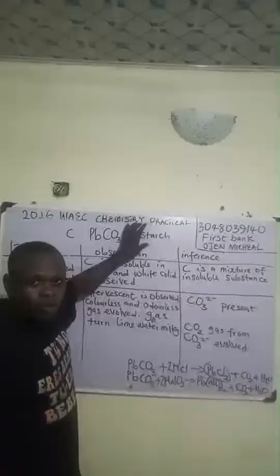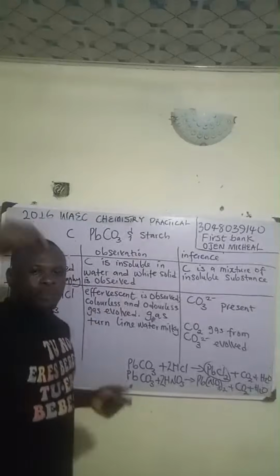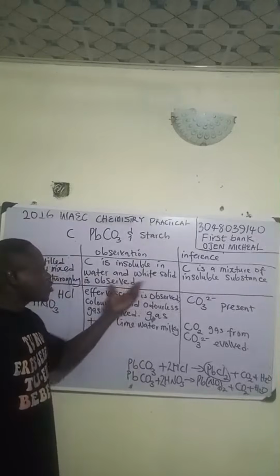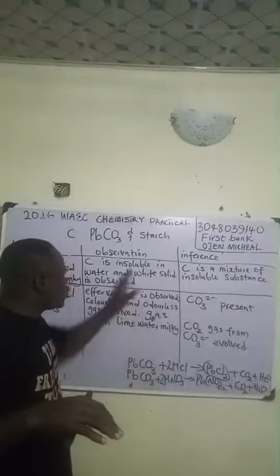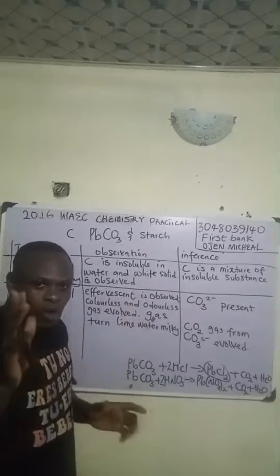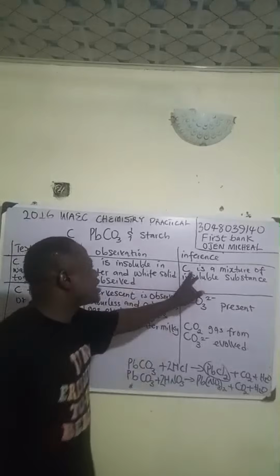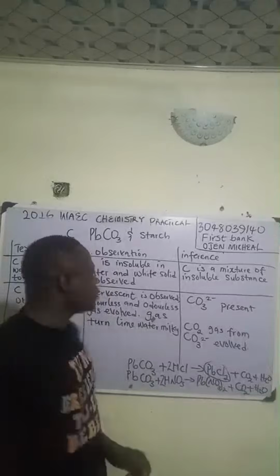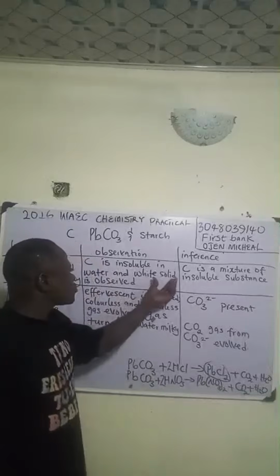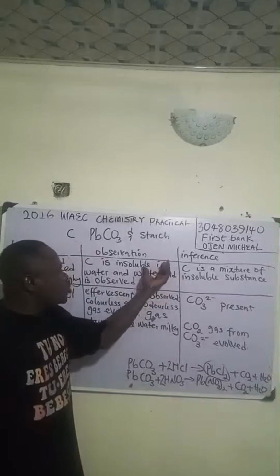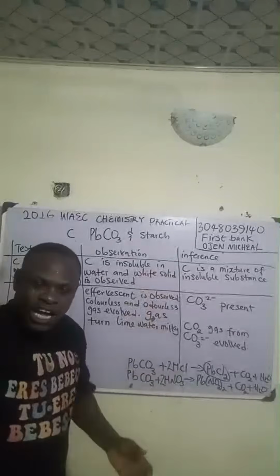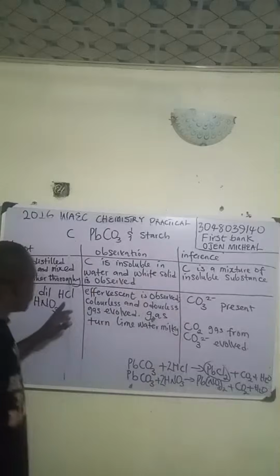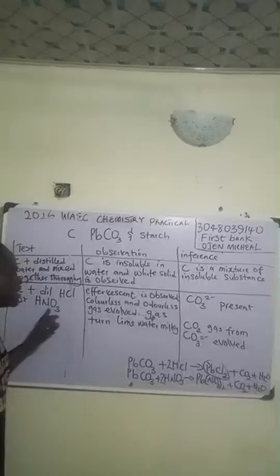This mixture. When you carry this mixture and put water in it, this is what you are going to see. A white solid will be formed. This mixture is insoluble, so you cannot call it a solution. And at the inference, C is a mixture of insoluble substance. Secondly, they will ask you to carry this mixture that is insoluble in water, put it in a test tube. It is not soluble. You will now treat it with what? With either HCl or HNO3.